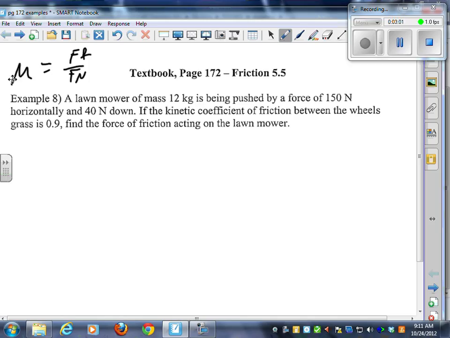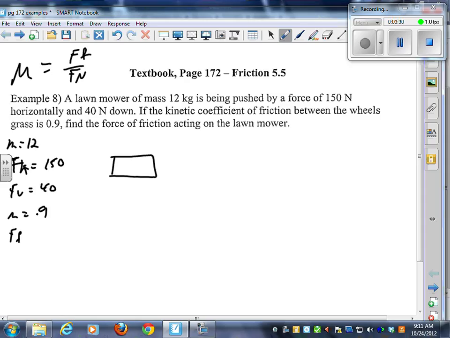So we've got a mass of 12. We've got an applied force of 150 horizontally, and maybe I'll call that FH. And I've got a vertical force of 40 newtons down. And I've got a mu value of 0.9, and we are to solve for Ff.